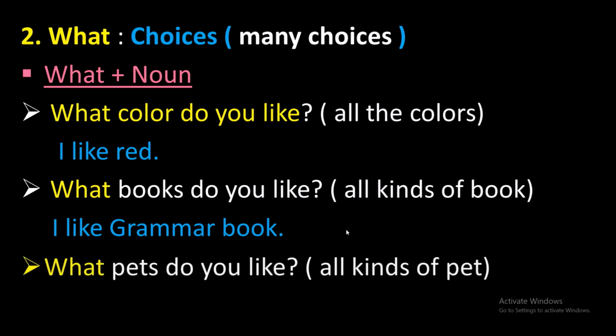And another example here is, what pets do you like? All kinds of pets, dog, cat, maybe chicken, fish, or anything that you can raise in your house. So you choose one. I like cat. So I don't like dog, I don't like fish. I like cat. So again, we use what to choose among things that have many options, which are choices for you to pick up. Let's move to the last one.